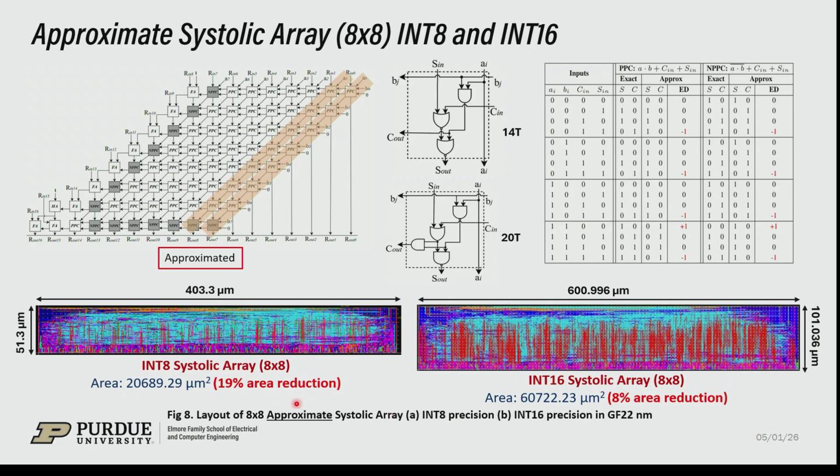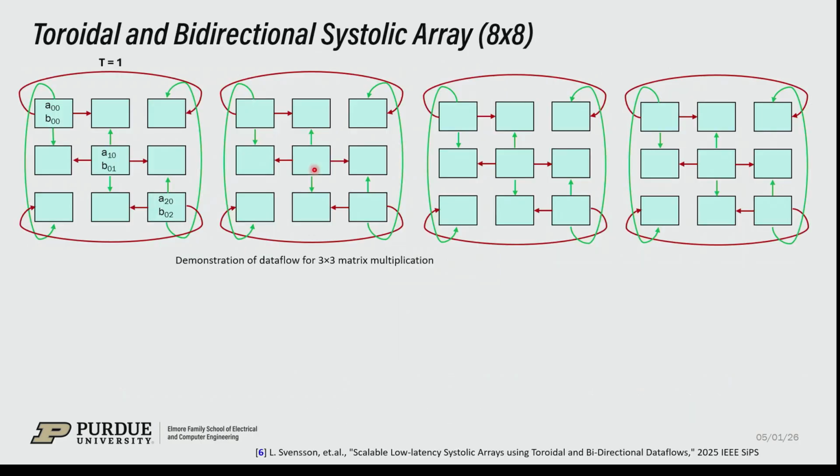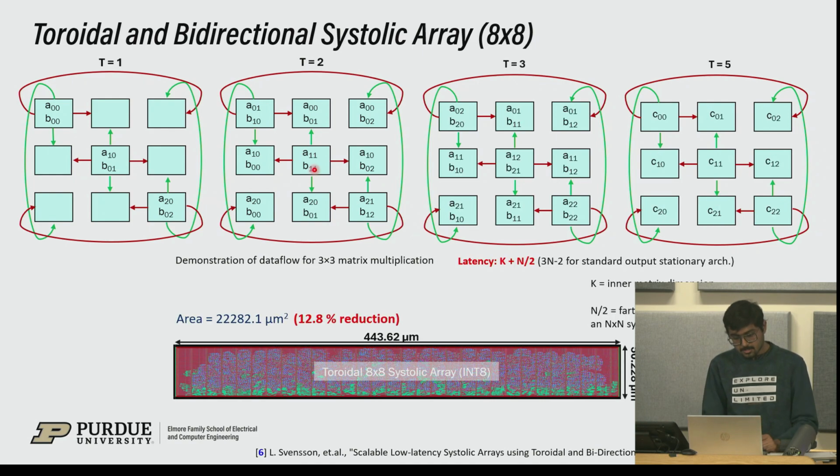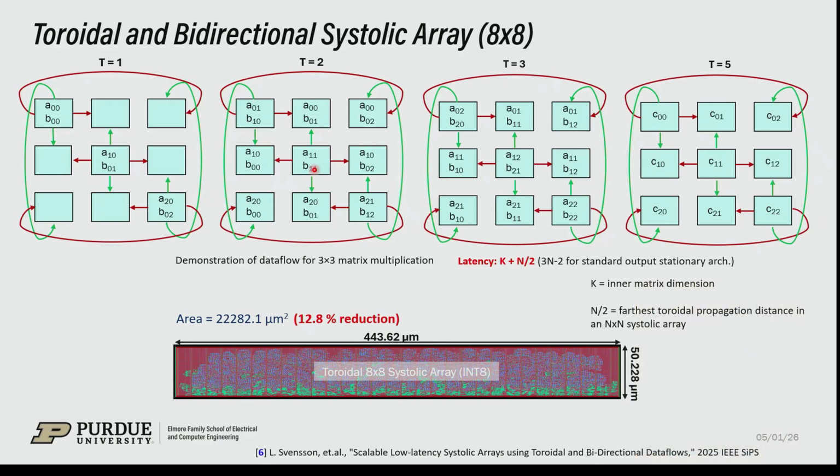In case of int 8, we see a 19% area reduction, and for int 16, we see an 8% area reduction upon approximation of two of these columns in each processing element. Now, we also explored reduction of latency with toroidal and bidirectional data flow. We have explained the data flow for a 3x3 systolic array through animation. We have also synthesized it, and because of this toroidal data flow, the buffer requirement is less, and that's why we see a reduction in area.